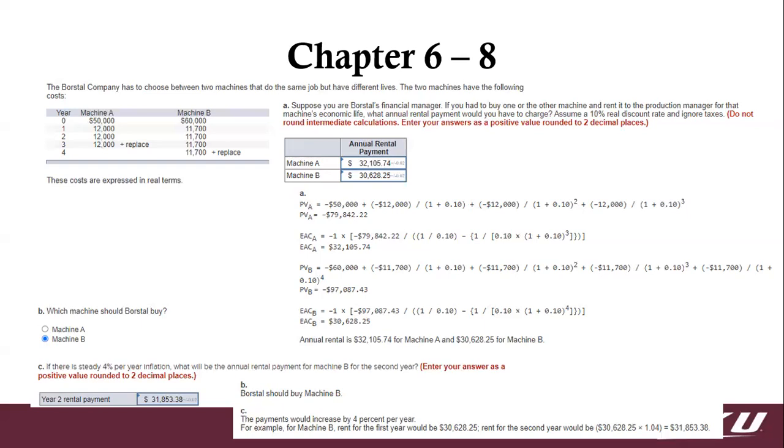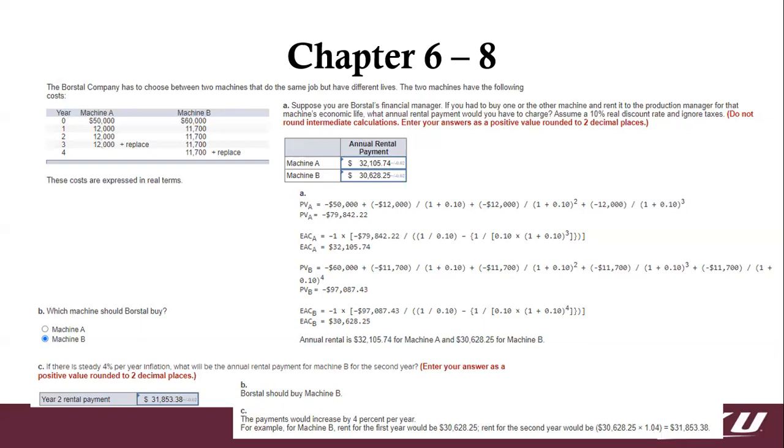And so in this case, assume we buy it and then we have this internal financing. What would they pay? Machine A works out to 32,000 a year. Then machine B works out to 30,000 a year. And so machine B is a much better deal because, obviously, overall this is less for us.